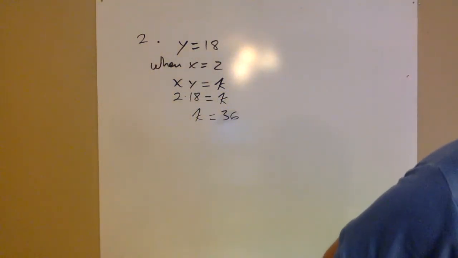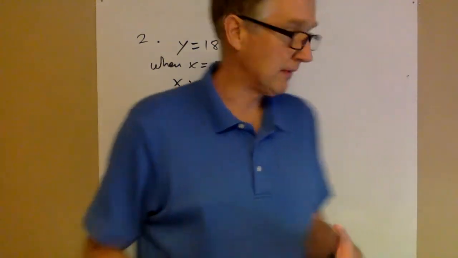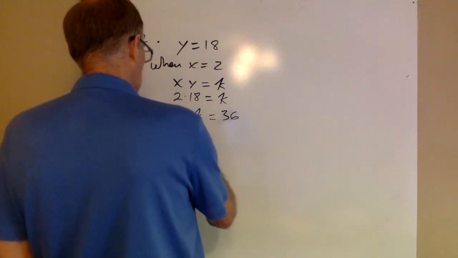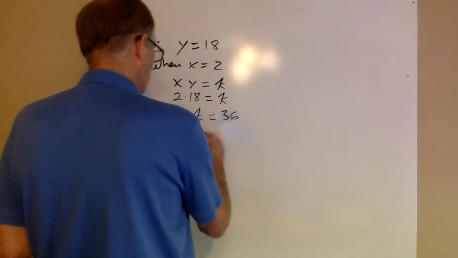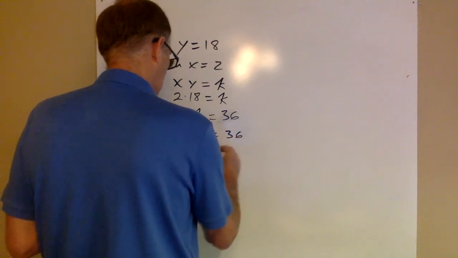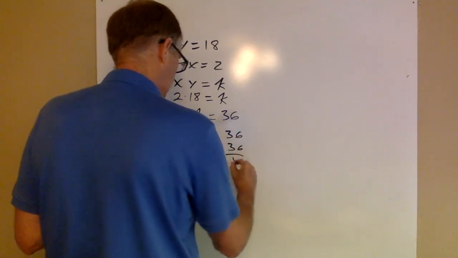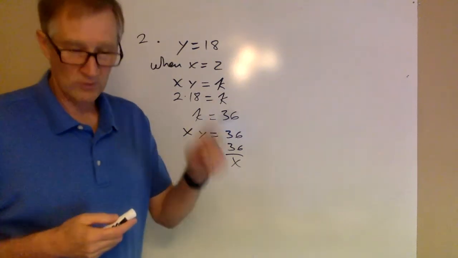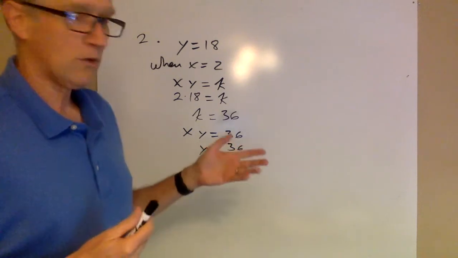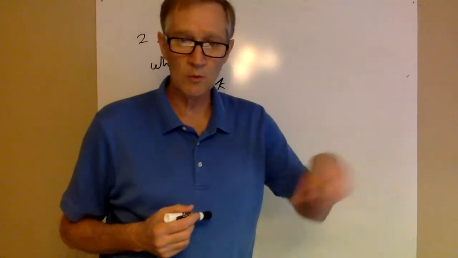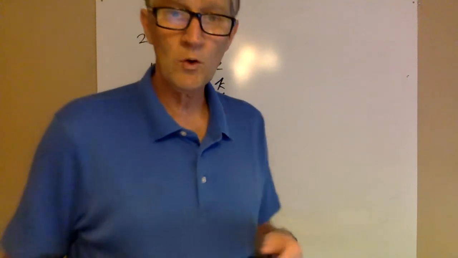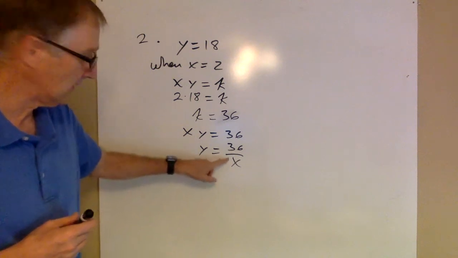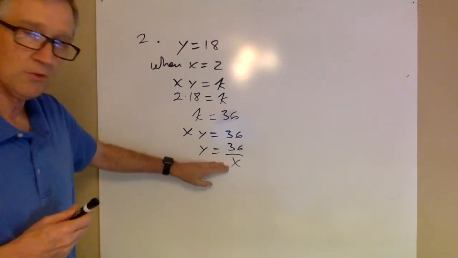So I can write it as xy equals 36, or y equals 36 all over x. All right. An inverse relationship is one where y varies with the reciprocal of x. A direct relationship, y varies directly with x. Let me repeat that. An inverse relationship is one where y varies with the reciprocal of x. When it's on the other side of the equal sign, x is in the denominator. That is an inverse relationship.